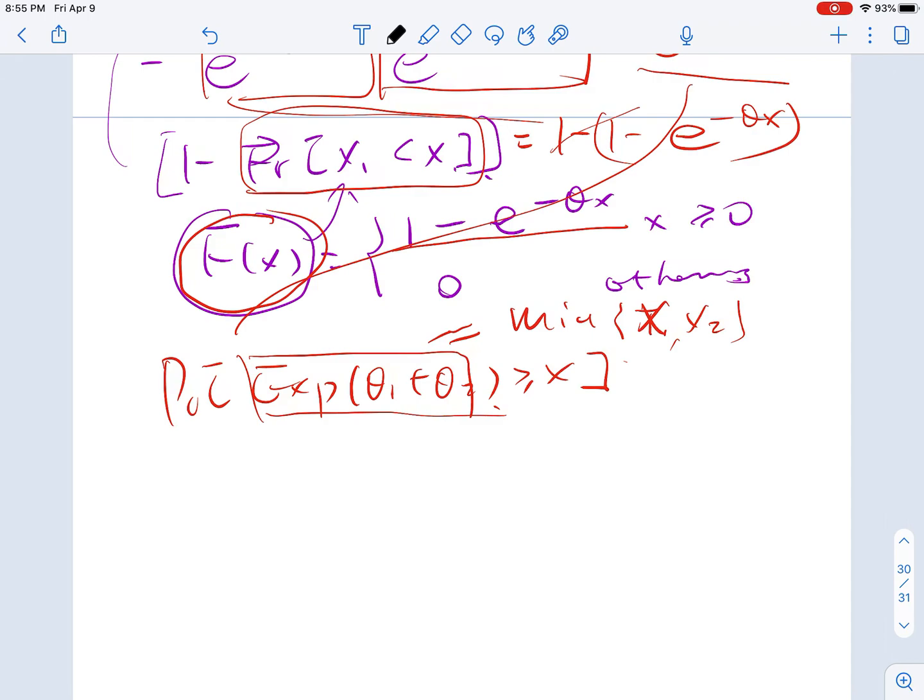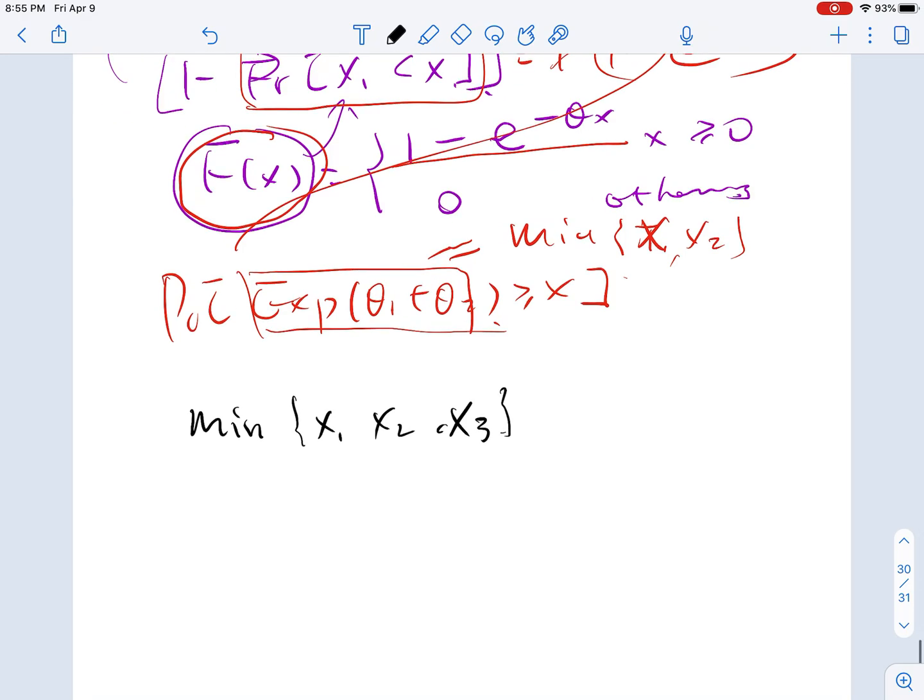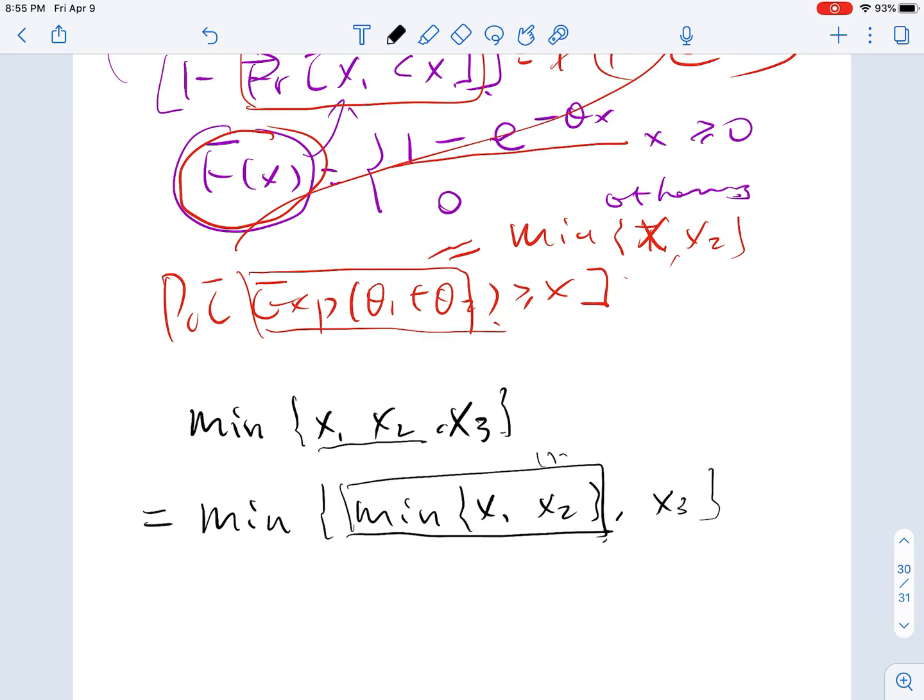So to generalize that, what would be the minimum of x1, x2, x3, right? As I said, we can really just prove by induction. It's really just equal to the minimum of x1, x2, and x3, right? So this again is equivalent, but we see that this is an exponential random variable with the parameter being the sum of them, right? So, and then this is x3, right?